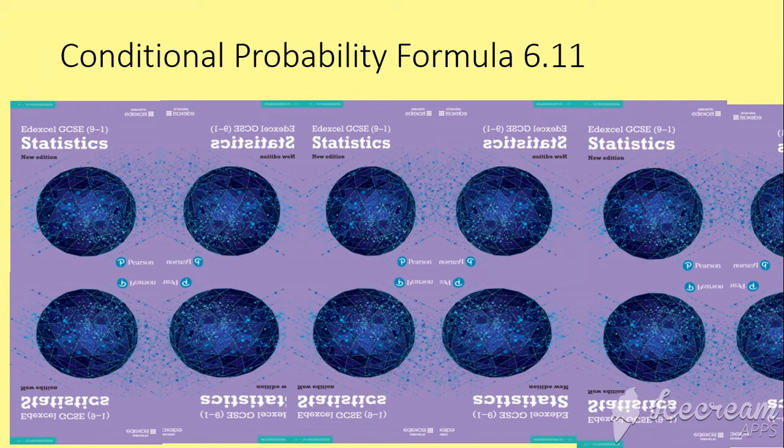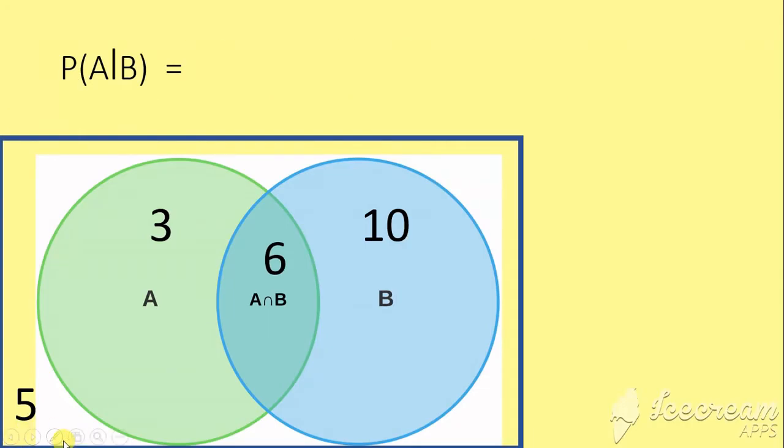This is a conditional probability. It's using the formula. Previously we were just extracting that information from the diagrams. Right, let's do a little bit of a recap. All I want here is the probability that A given B has already happened.